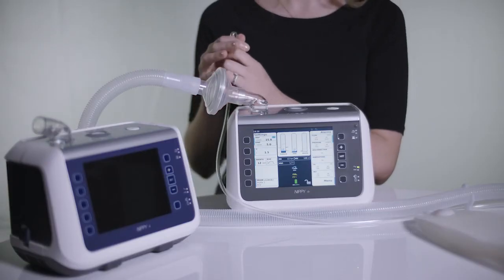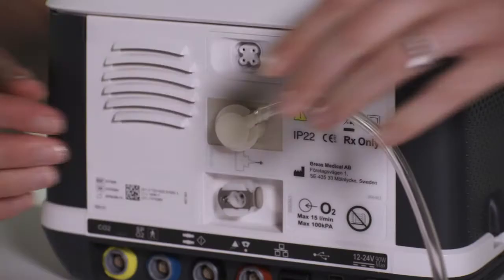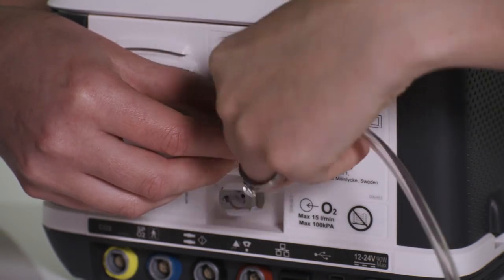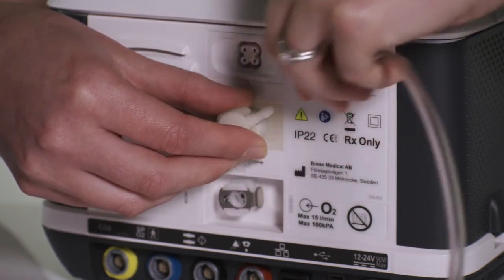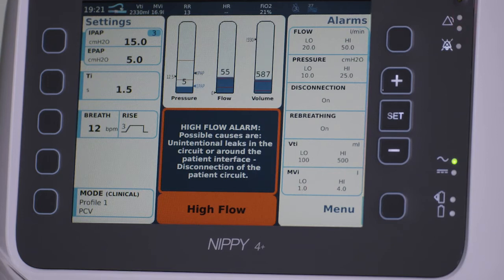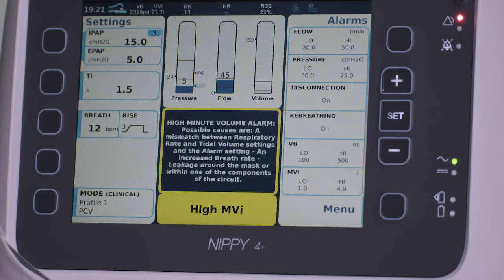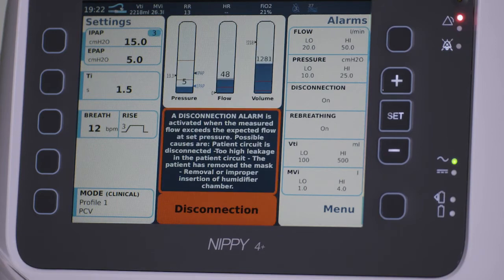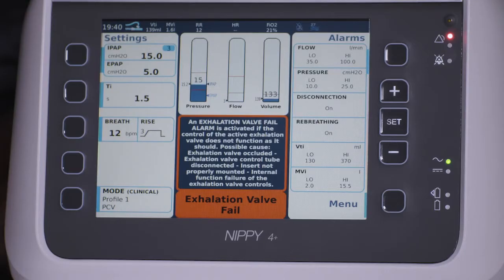If the pilot line is pinched during exhalation or becomes disconnected from the back of the NIPPY 4 Plus, you would potentially see high flow, high VTI, high MVI, disconnection, rebreathing, exhalation valve control error.